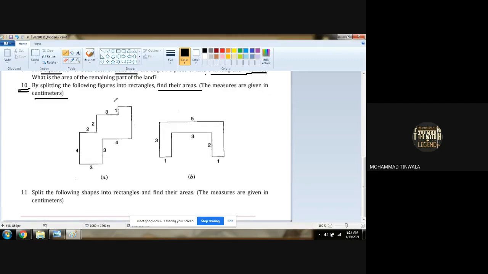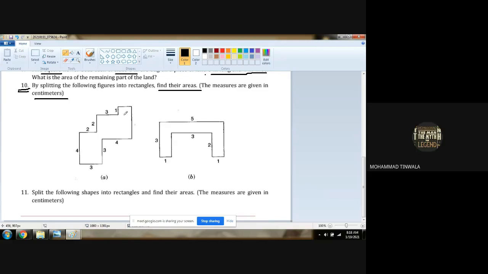Chalo. Can you recognize this figure? 1 centimeter, 3, 2, again 2, 4 centimeter, 3 centimeter, 3, 4, and this one will be the same as the calculations we have to do. Is that clear, boys?